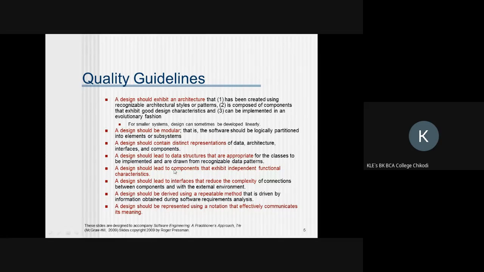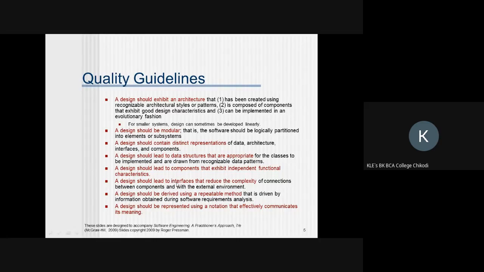A design should lead to components that exhibit independent functional characteristics. Yes, design should be modular, as I told you previously. That is why they should have the capacity to independently handle all their functionalities.